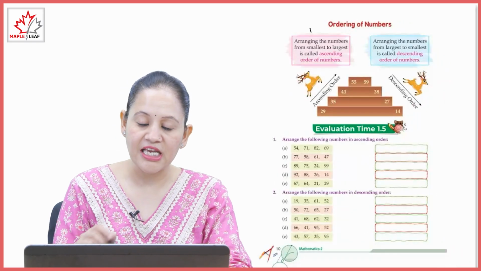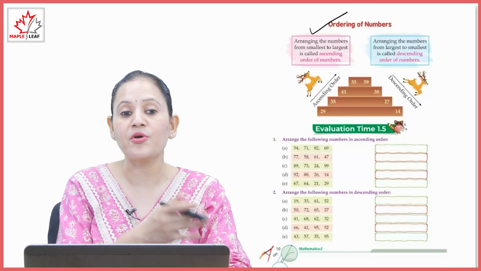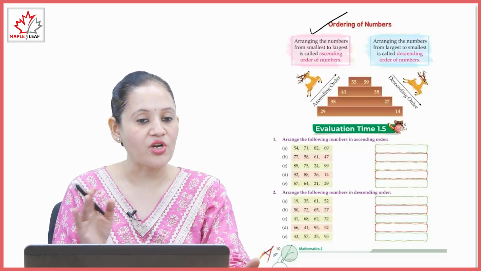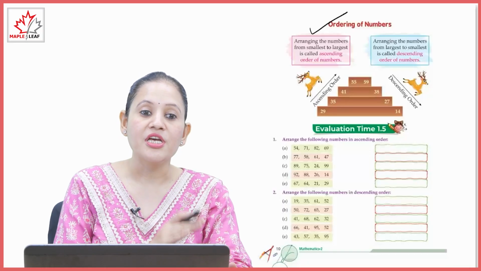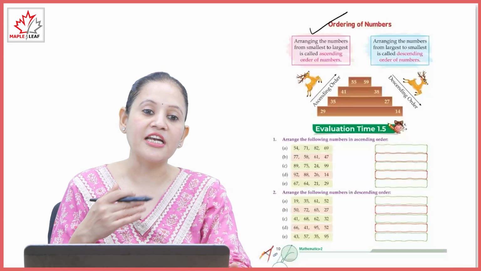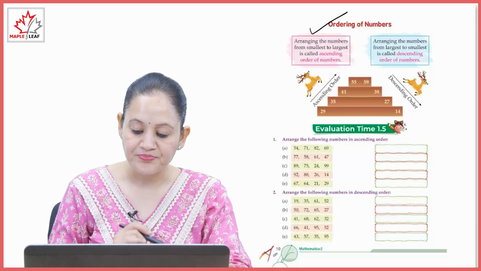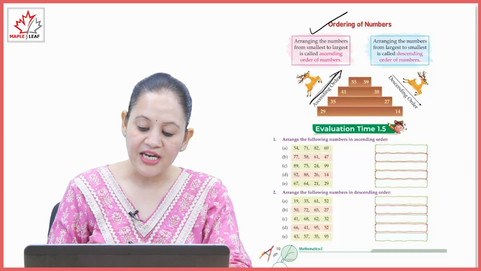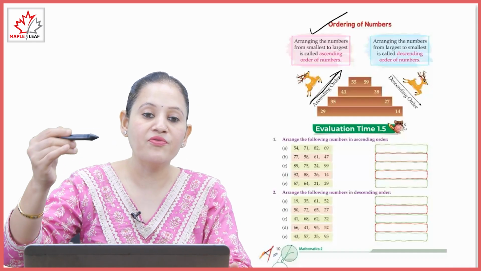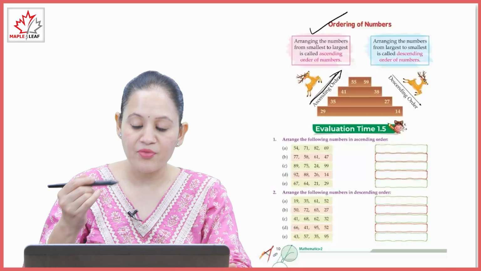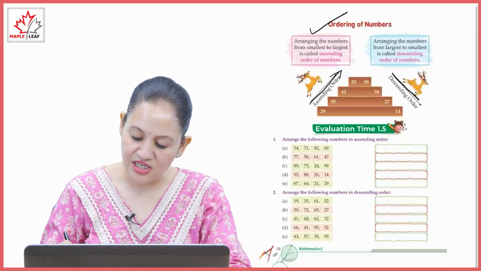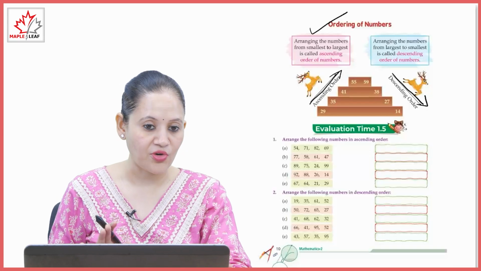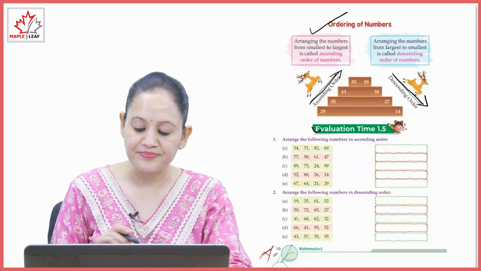Next, ordering of numbers. कैसे हम order में arrange करते हैं, कैसे order देते हैं, कौन सा पहले है, फिर कौन सा दूसरा है, like this. Arranging the number from smallest to largest, that is called ascending order. Means अगर हम number को smallest से largest की तरफ arrange करते हैं, that is known as ascending order. Here you can see. Ascending means बढ़ते हुए. So you can see the arrow is going upward. That is the ascending order. 29, 35, 41, 55. Descending means arranging the number from largest to smallest. You can see the arrow is going downward. 59, 38, 27, 14. This is the descending order. Clear? Next, evolution time 1.5.